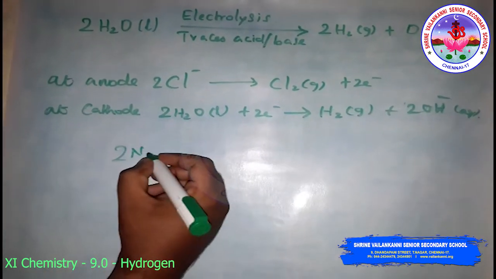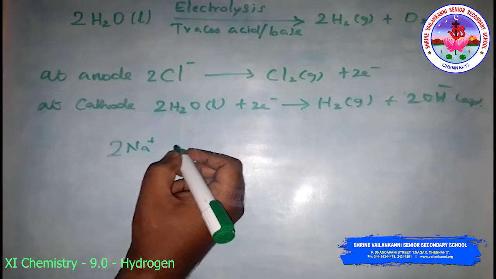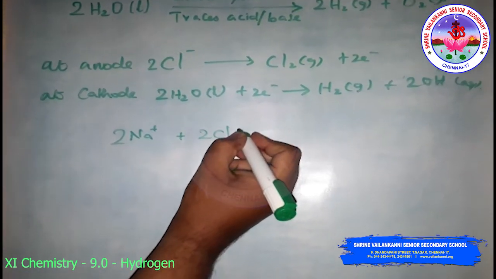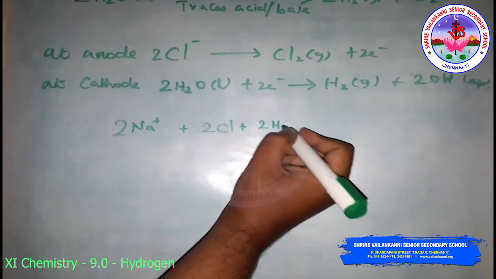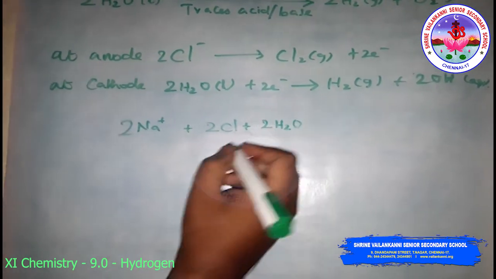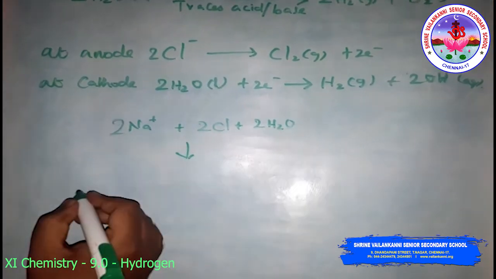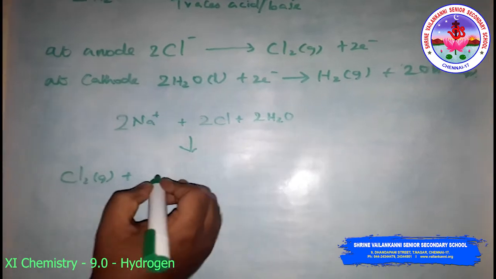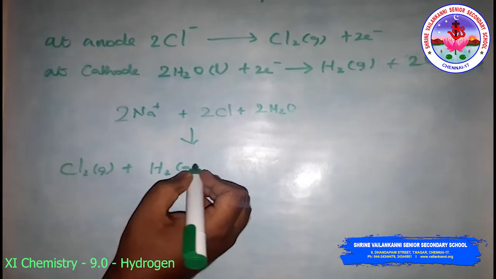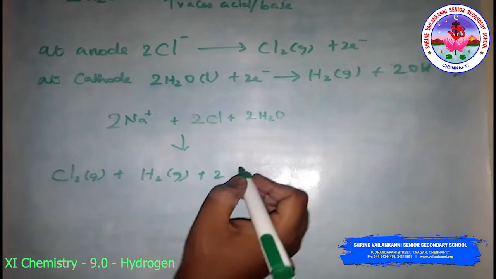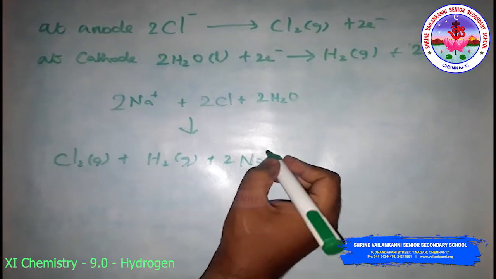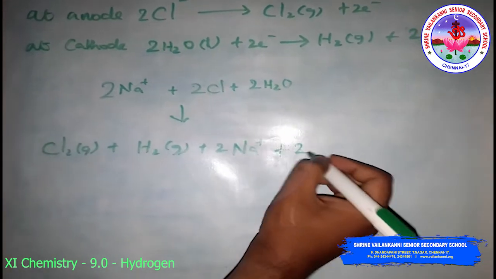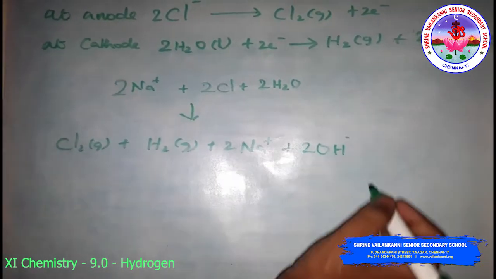The overall reaction is 2Na plus aqueous and 2Cl minus aqueous and 2H2O liquid gives Cl2 chlorine gas, hydrogen gas, 2 moles of Na plus aqueous and 2 moles of hydroxide ion, also aqueous.